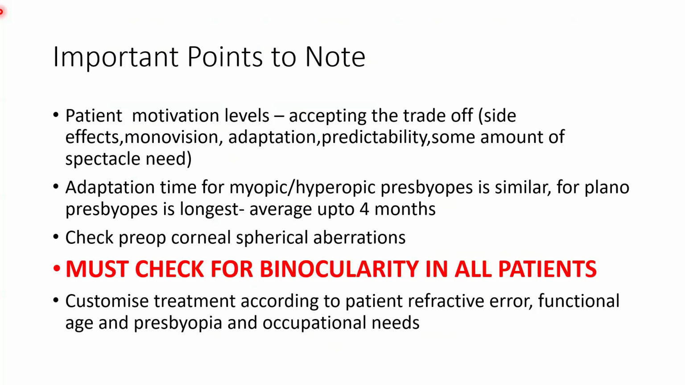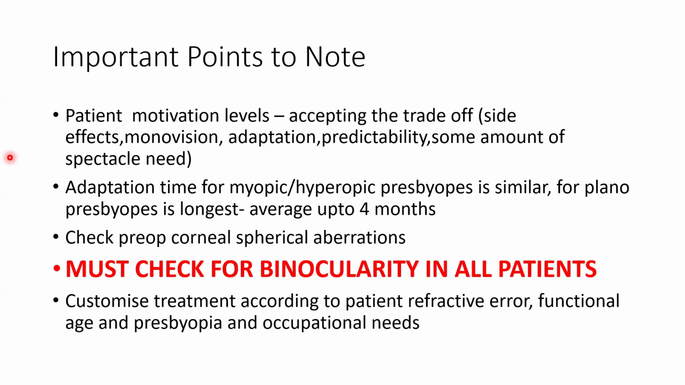One more important point to note about preoperative evaluation is to check the preoperative corneal spherical aberrations. The importance of spherical aberrations I will explain later, but preoperatively we need to note the corneal spherical aberration as well. And an essential and crucial part in all presbyopic corrections is to check for binocularity, stereopsis, depth perception, and contrast in all patients, because the treatment hinges upon binocular vision. So if the patient does not have good binocular single vision, they are not a good candidate for presbyopic correction.